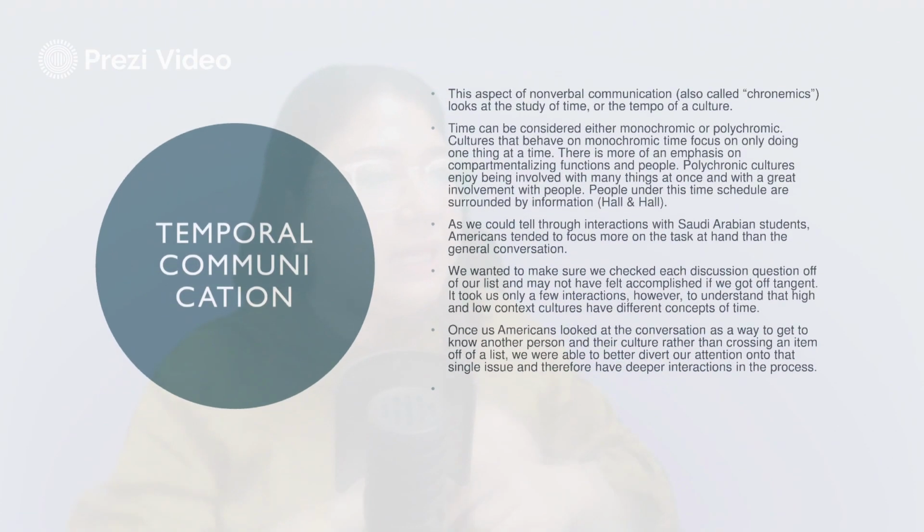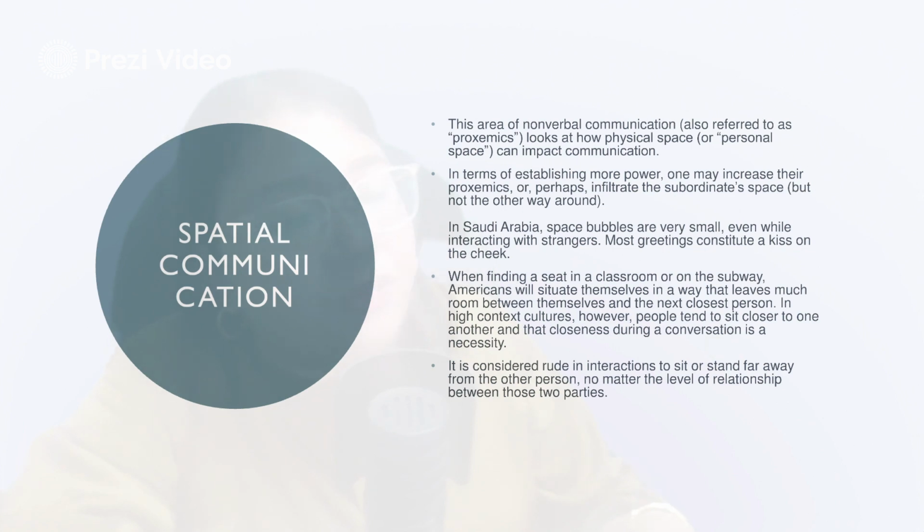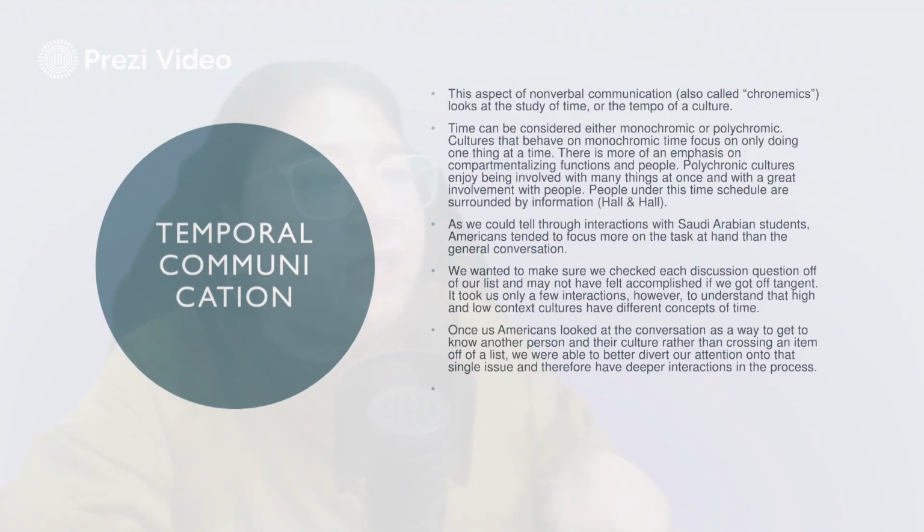Okay, and then the next one is temporal communication. All right, this aspect of non-verbal communication is also called chronemics. Just now we have learned about spatial, which is referred to as proxemics. However, temporal communication is called chronemics. It looks at the study of time and the tempo of a culture. So it involves time and tempo of a culture.